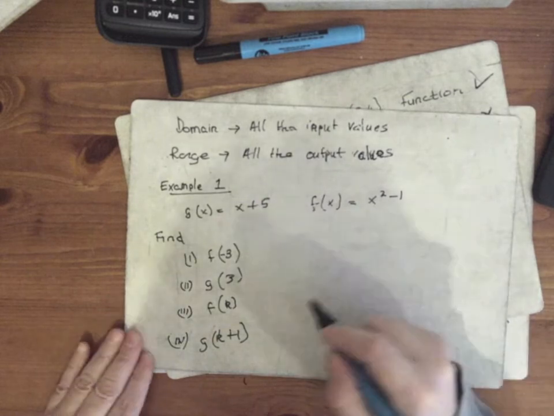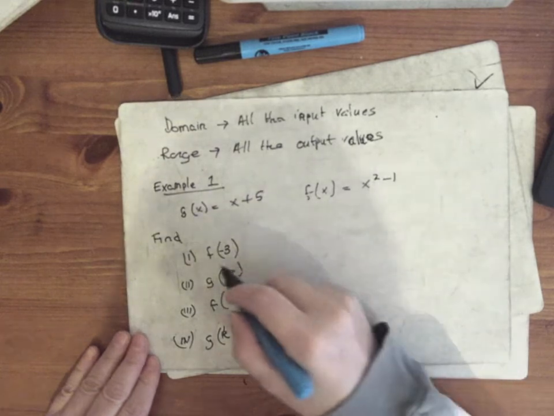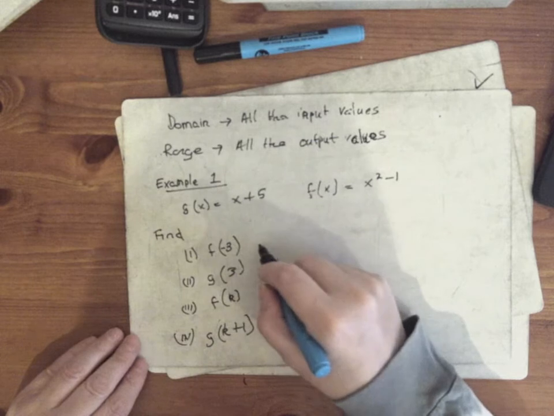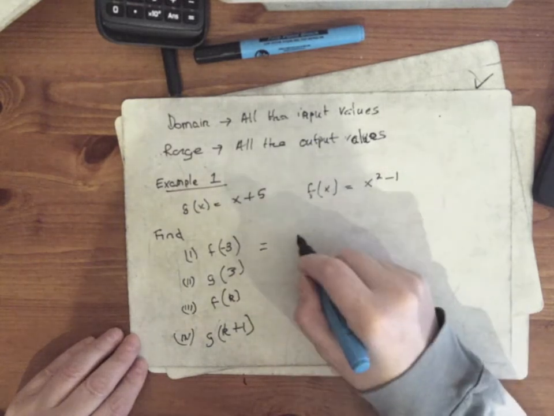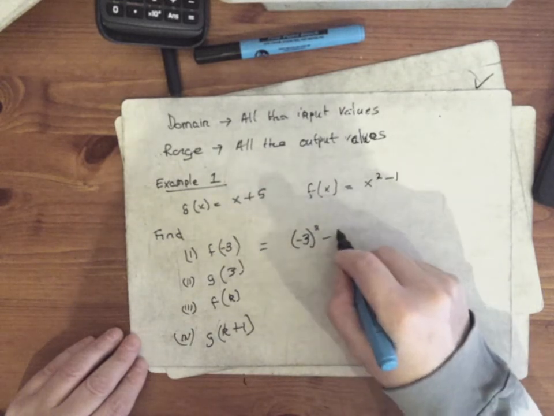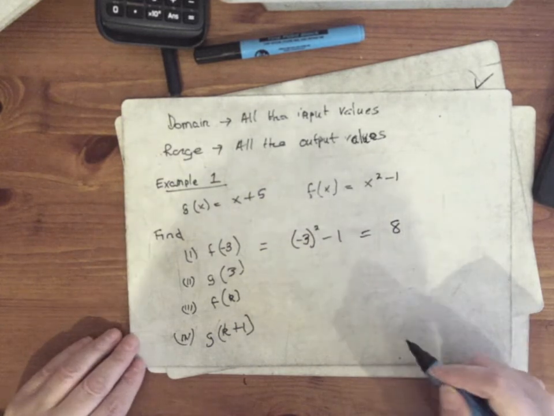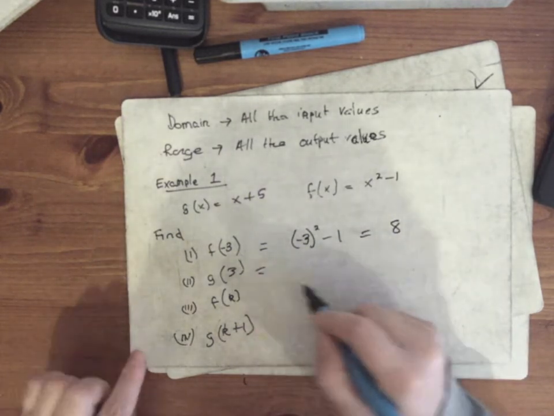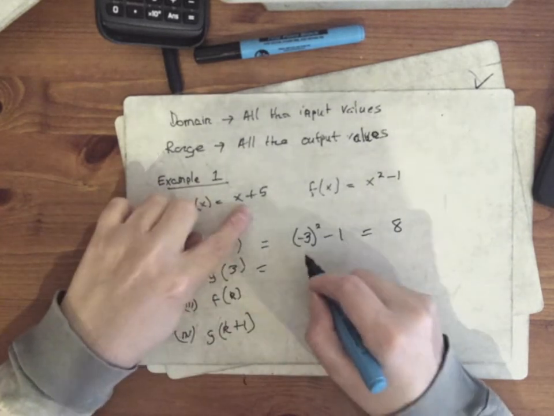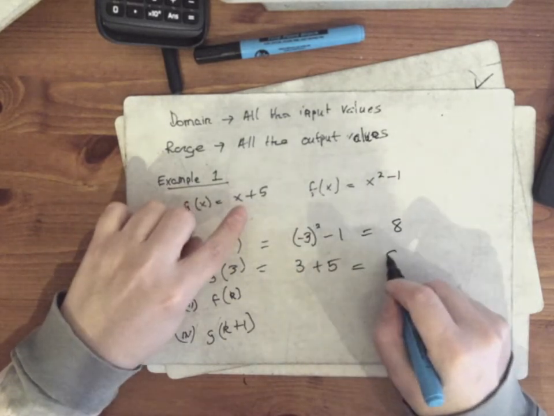Here's an example. g of x is x plus 5, f of x equals x squared minus 1. Find f of minus 3. That means into f, put in a minus 3 instead of x. So that's minus 3 squared minus 1 into the calculator, which gives you 8. g of 3 means into g, put 3 in instead of x. So it's 3 plus 5, which is 8.